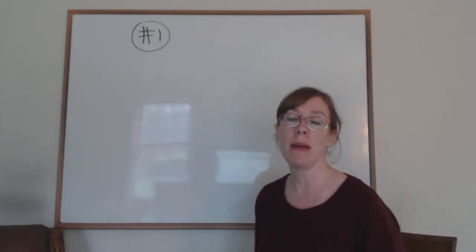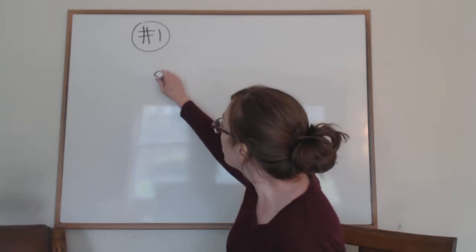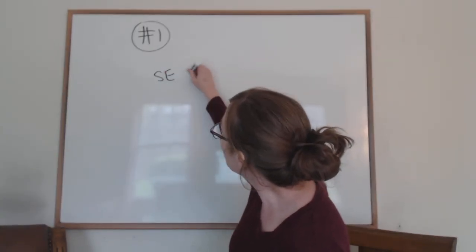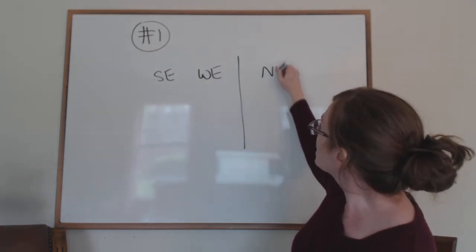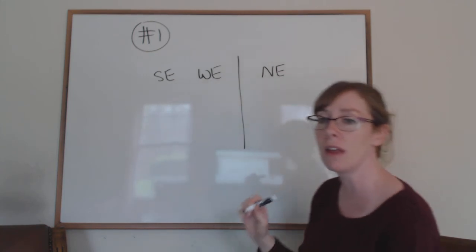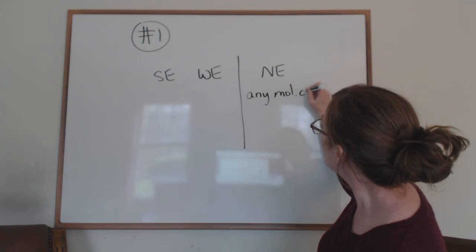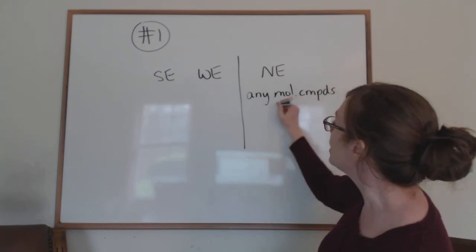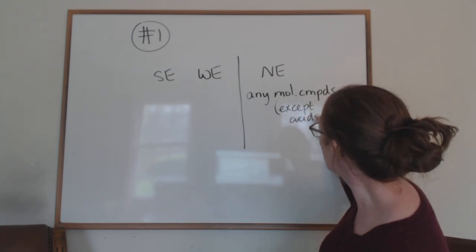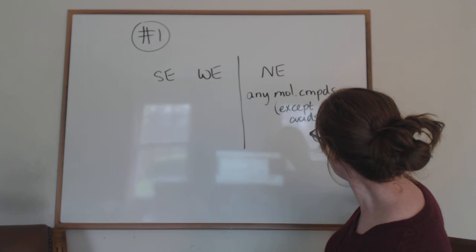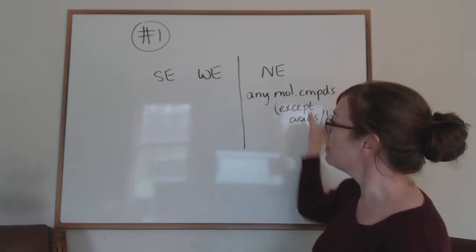Classify each of the following compounds as a strong electrolyte, weak electrolyte, or non-electrolyte. So strong electrolytes and weak electrolytes, let's put over here, and then non-electrolytes, let's put over here. So let's start with non-electrolytes. Non-electrolytes are any molecular compounds, any molecular compounds at all, with the exception of acids or bases.